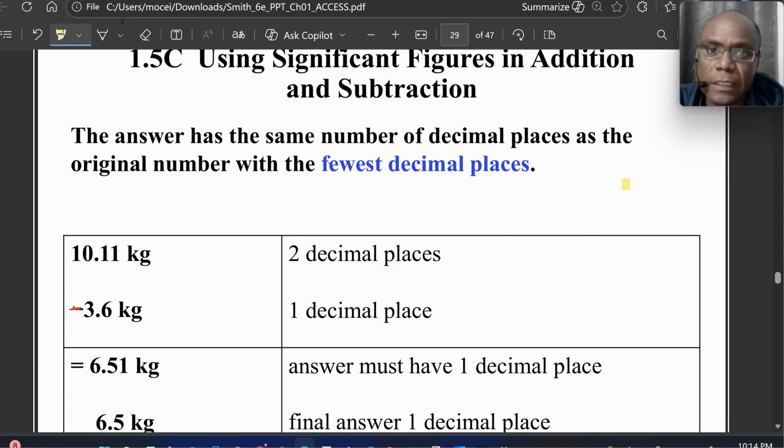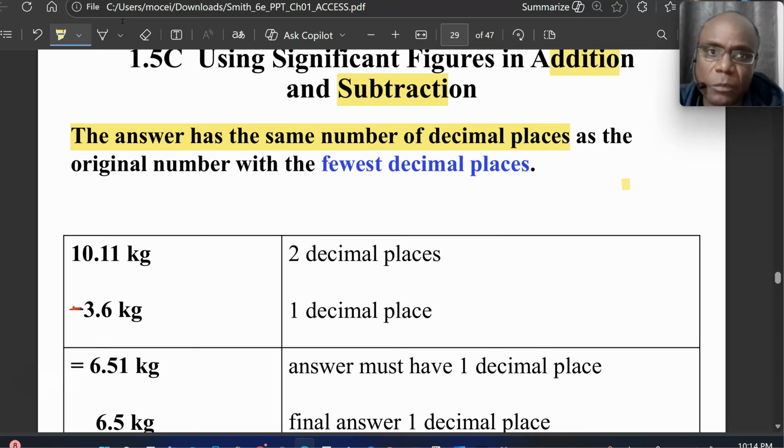Let us now discuss how to use significant figures in addition and subtraction. The rule is that after doing addition or subtraction, your answer must have the same number of decimal places as the original number with the fewest decimal places.